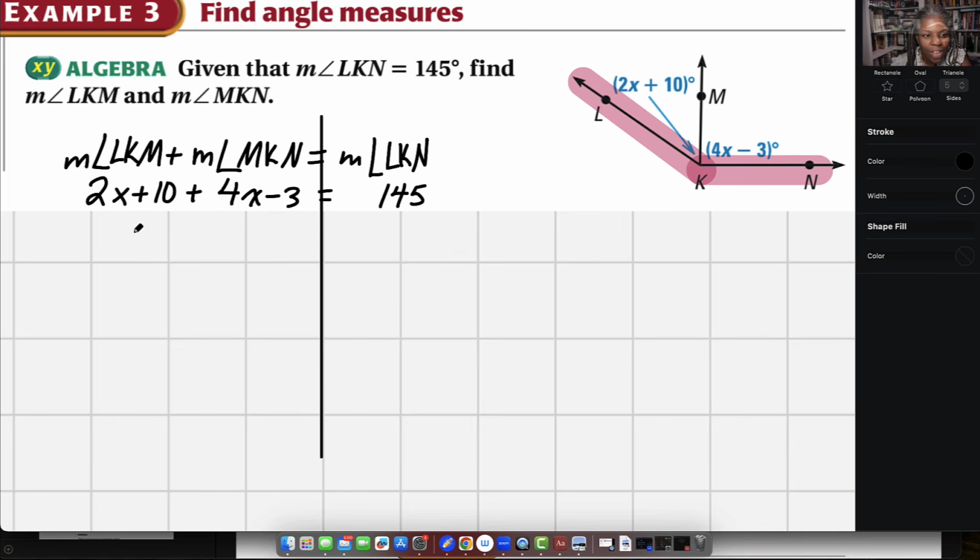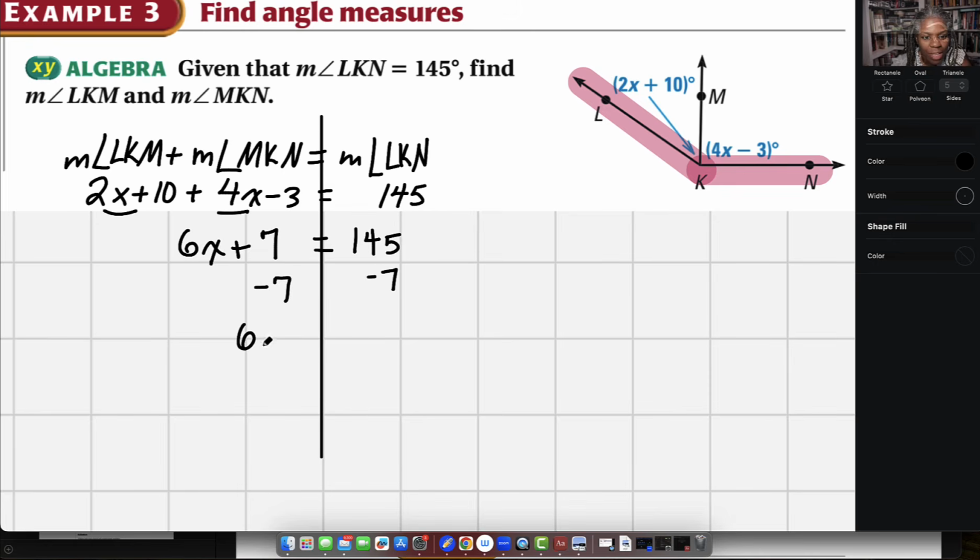Now we want to simplify this side by joining like terms together. The 2x and the 4x come together to give me a 6x, and the 10 and the negative 3 come together to give me a positive 7. 10 minus 3 is 7, and I get 145 over here. Next, I'm going to isolate the x terms on this side by subtracting 7 on both sides.